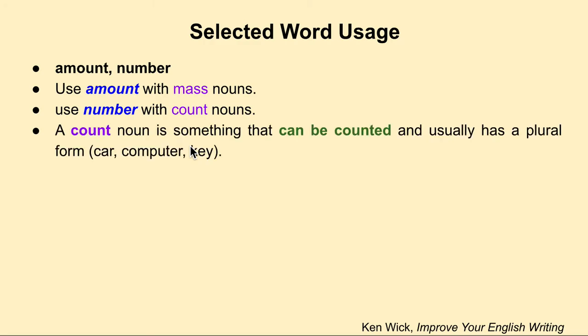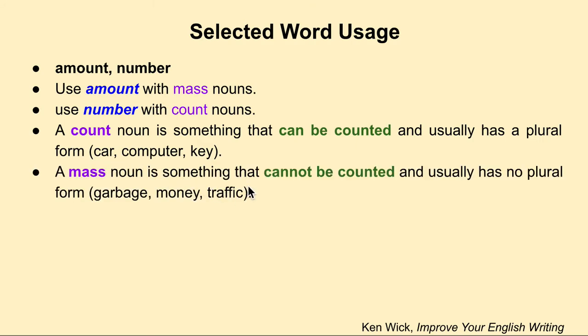Well, let's start with the count nouns. A count noun is something that can be counted. And it usually has a plural form. So, like you have 2 cars, you have 3 computers, you have 10 keys. It has a plural form by adding s. So if you can count it, you can actually count it 1, 2, 3, 4. And it usually has a plural ending in s, usually.